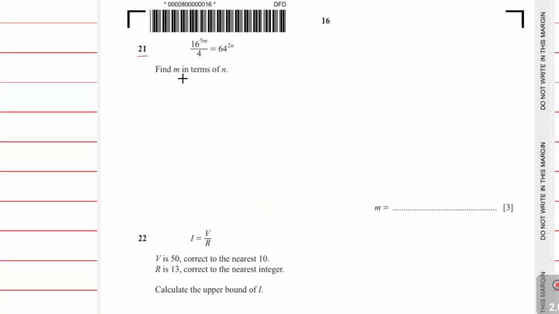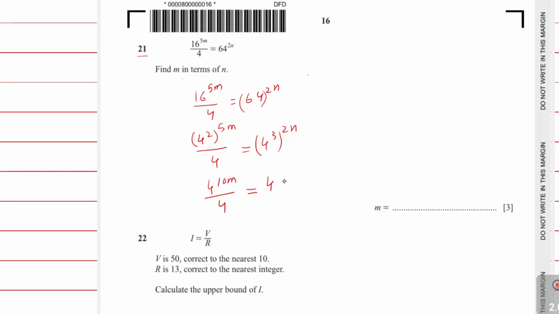Question 21. Find m in terms of n. Look here, 16 power 5m over 4 equal to 64 whole power 2n. We can write 16 as 4 square, whole power 5m over 4, equal to 64, we can write 4 power 3, and 2n. And this 4 power 2 into 5m, this becomes 4 power 10m over 4 equal to 4 power 3 times 2 is 6n.